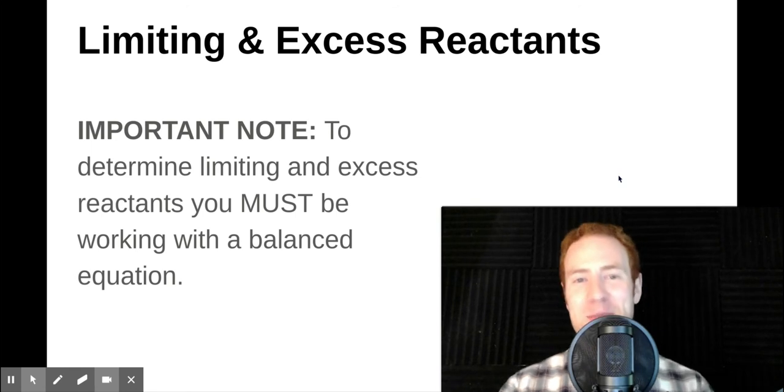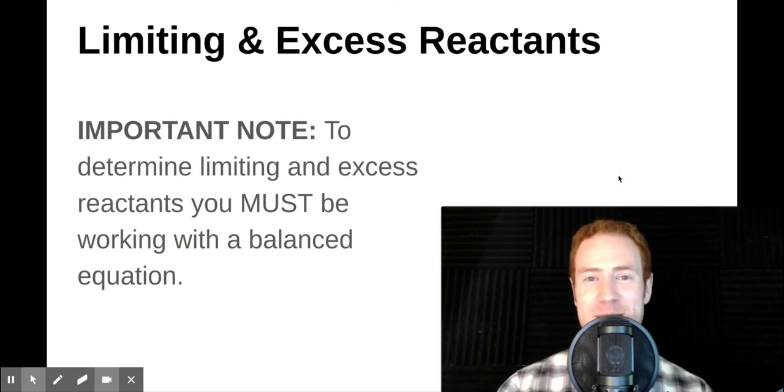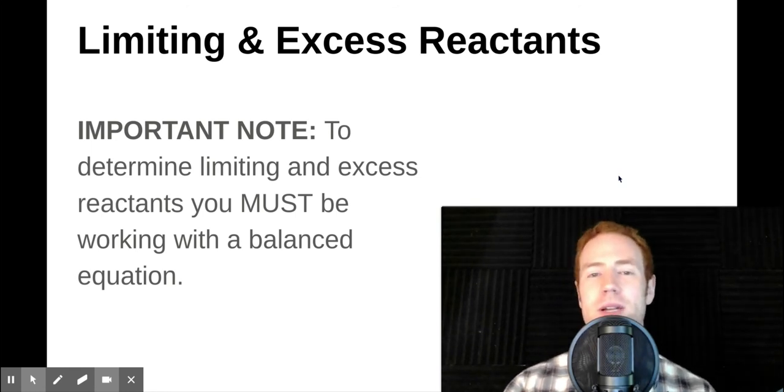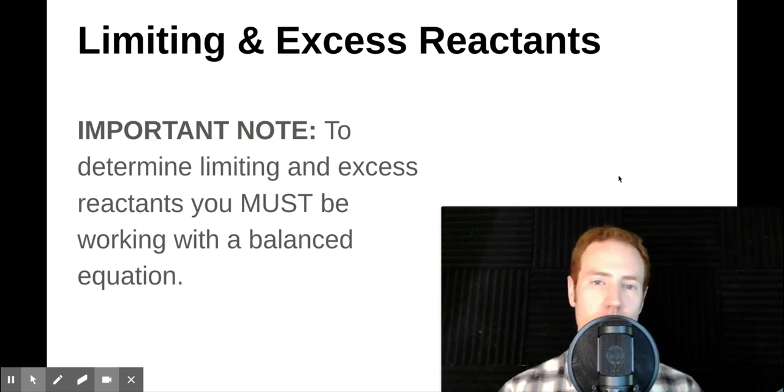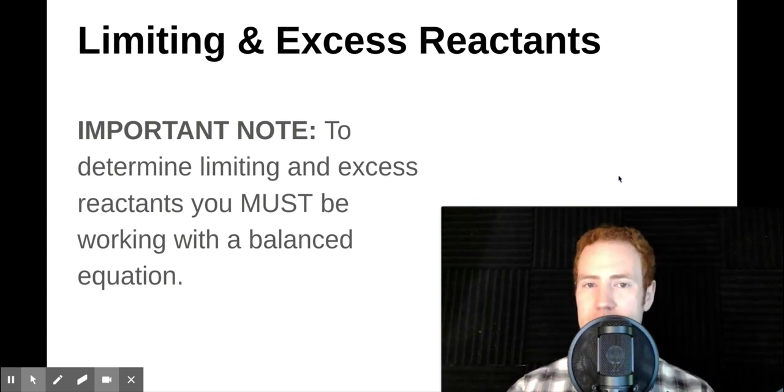Now, we're going to stop talking about barbecue and we're going to start talking about chemistry here. One really important note is that going forward, whenever you are dealing with any calculation that we need to do in chemistry, including these, you have to be working with balanced equations. It simply does not work if your equation is not balanced because your mole ratios have to be correct. So, anytime you're looking at a reaction, just take a few seconds to double check that it is balanced. And if it's not, balance it yourself.